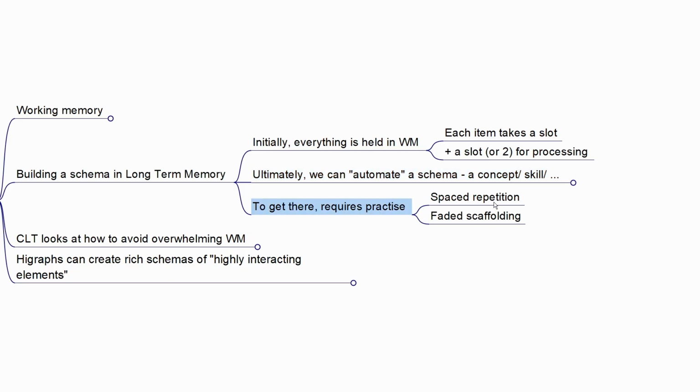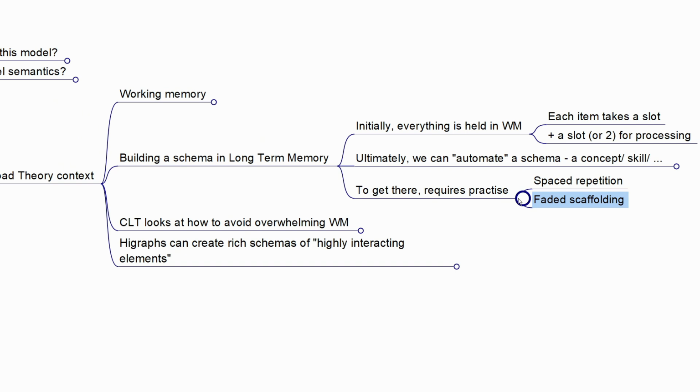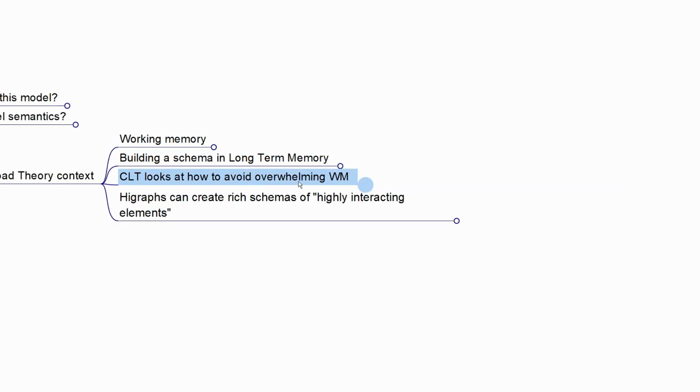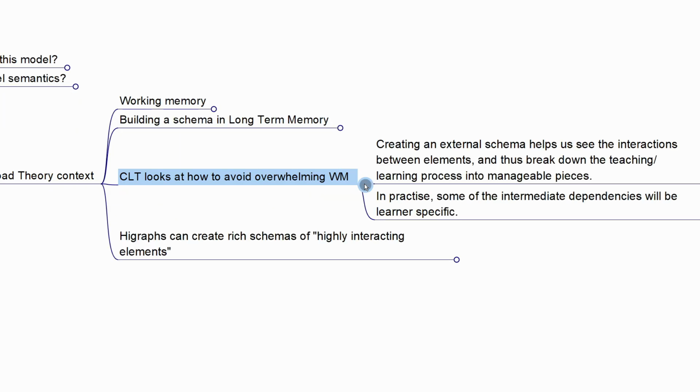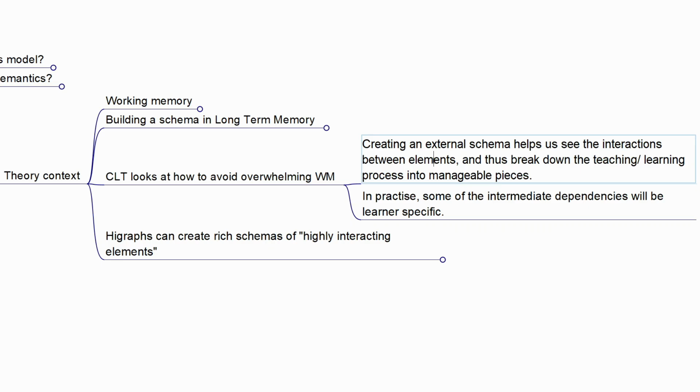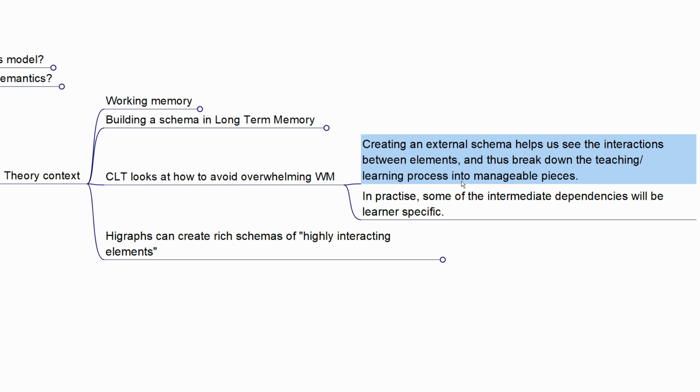That requires practice, which brings us to spaced repetition, scaffolded, faded scaffolding, and a whole lot of teaching practice that we will be able to build in around the model that we're going to build here. Cognitive load theory says, how do we avoid overwhelming working memory? So what we're going to do here is create an external explicit schema that helps us see the interactions between the elements. We're going to model out elements, breaking down the teaching process, the teaching pathway, into manageable pieces.